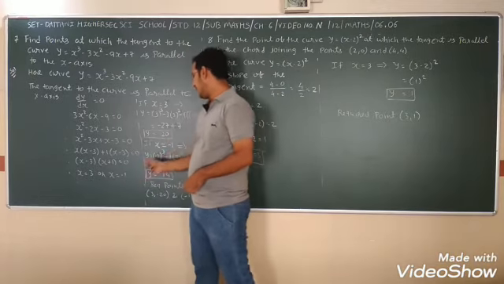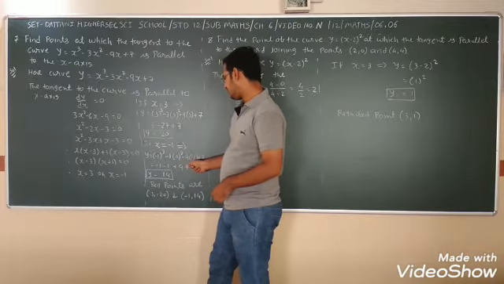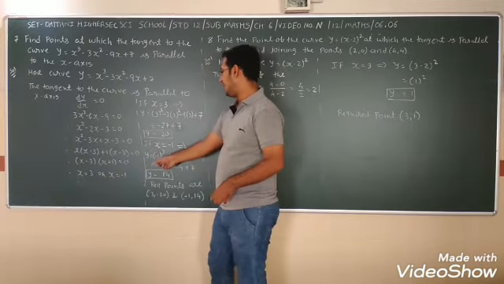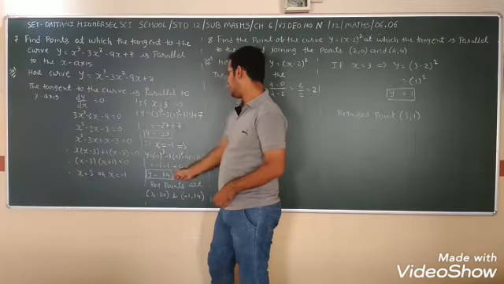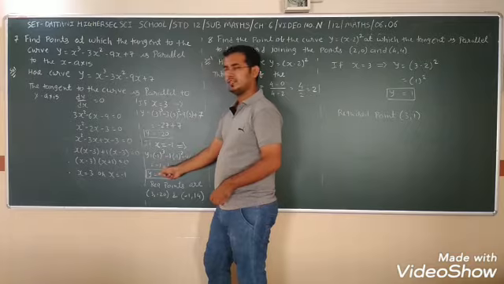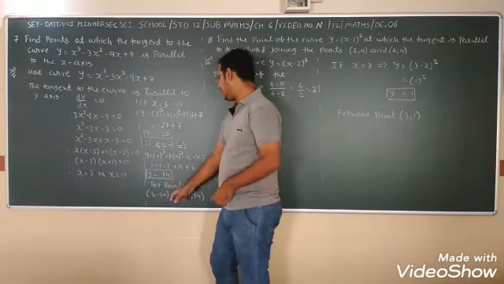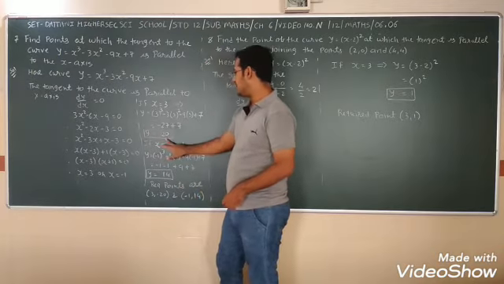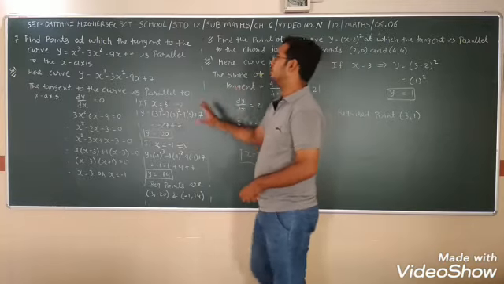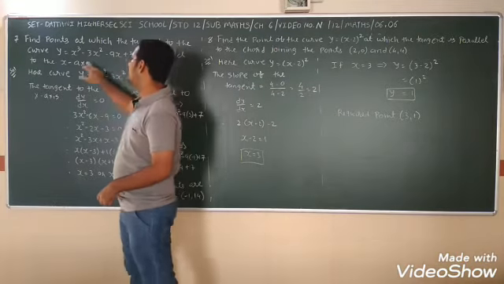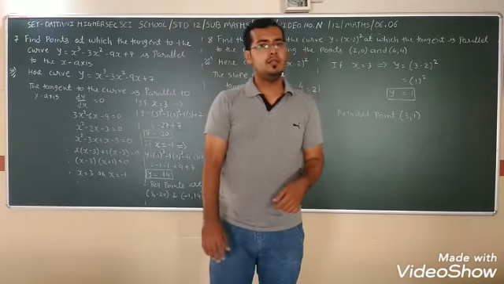Now for the second value, x is equal to minus 1: minus 1 cube minus 3 into minus 1 square minus 9 into minus 1 plus 7. That gives minus 1 minus 3 plus 9 plus 7. Minus 1 minus 3 is minus 4, plus 9 is 5, plus 7 is 12. So the required points are (3, minus 20) and (minus 1, 12). That is our final answer. So you have to know that if the tangent to the curve is parallel to the x-axis, then your slope is 0, or the derivative is 0.